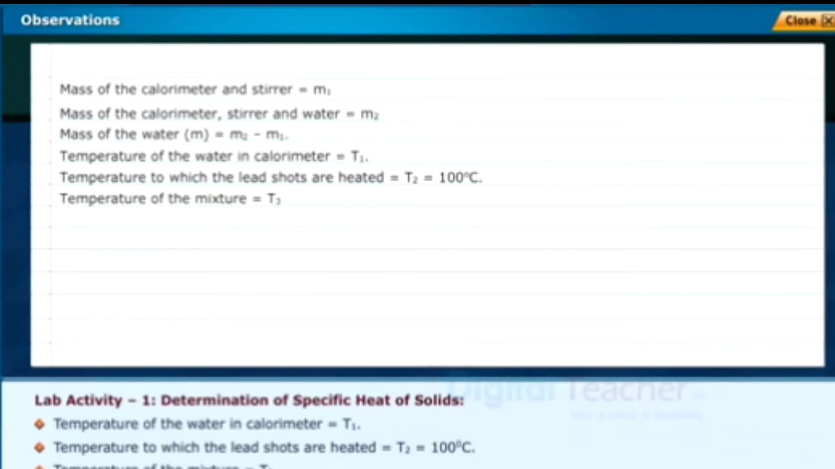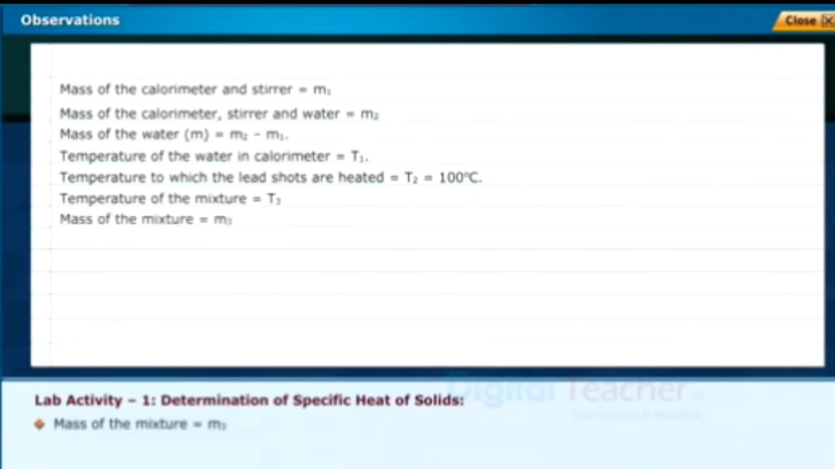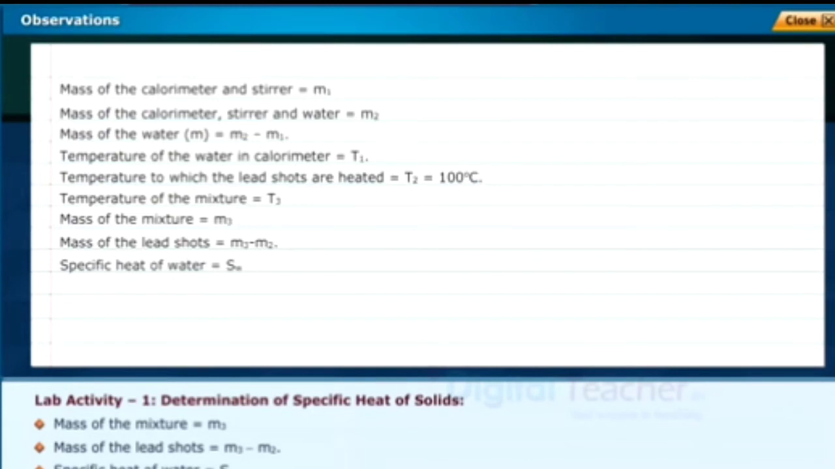Temperature of the mixture is equal to T3. Mass of the mixture is equal to M3. Mass of the lead shots is equal to M3 minus M2. Specific heat of water is equal to SW. Specific heat of the calorimeter is equal to SC.